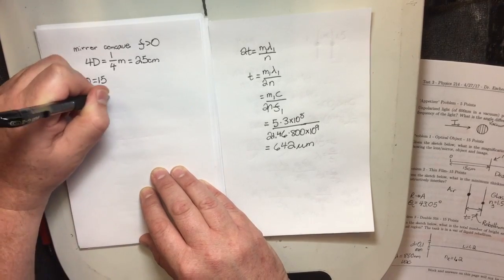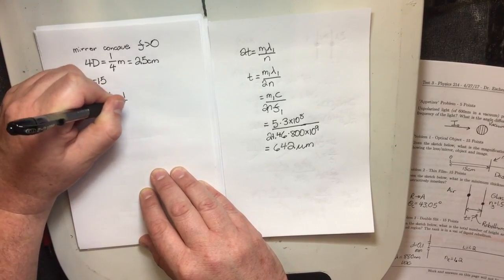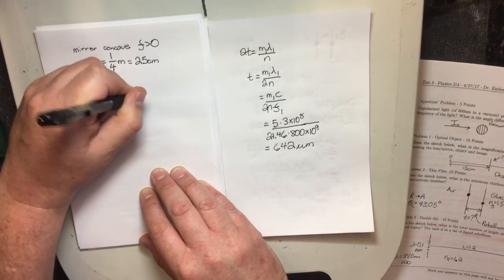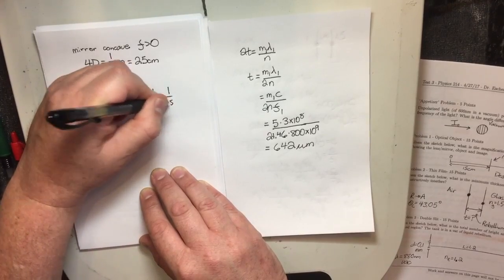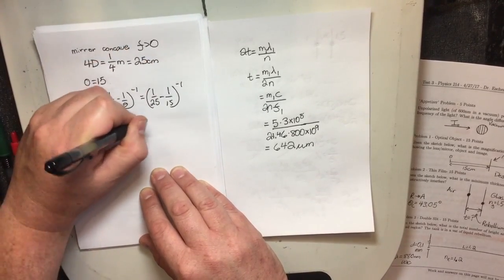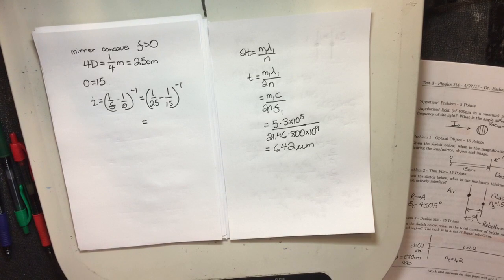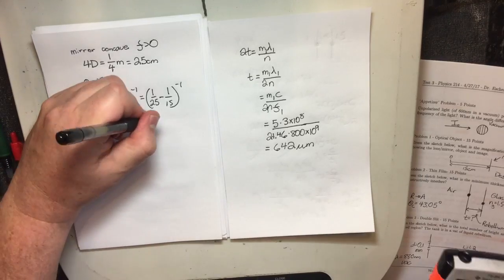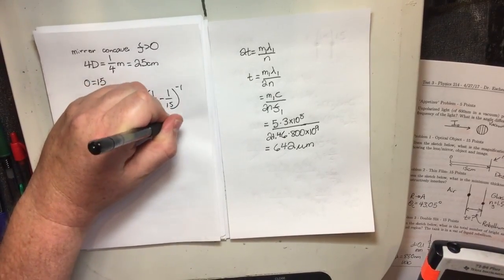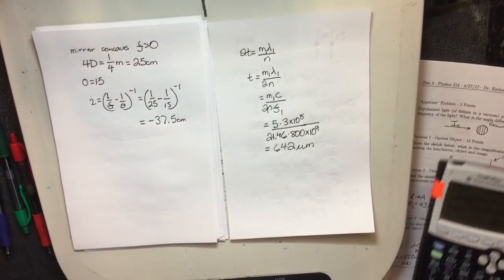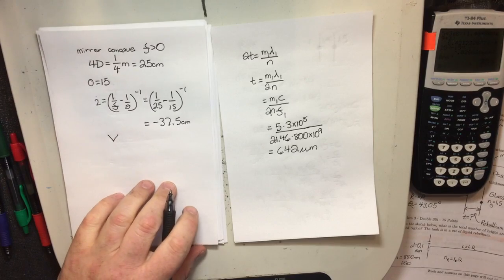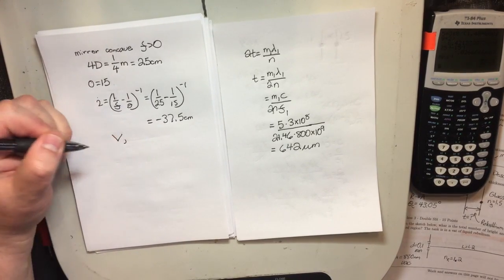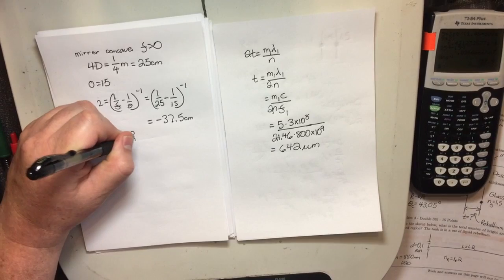The image distance is 1 over F minus 1 over O, inverted. 1 over 25 minus 1 over 15. That will give you negative 37.5. Because the image distance is negative, it is virtual. Because we're dealing with a virtual image on a mirror, the image is to the right.